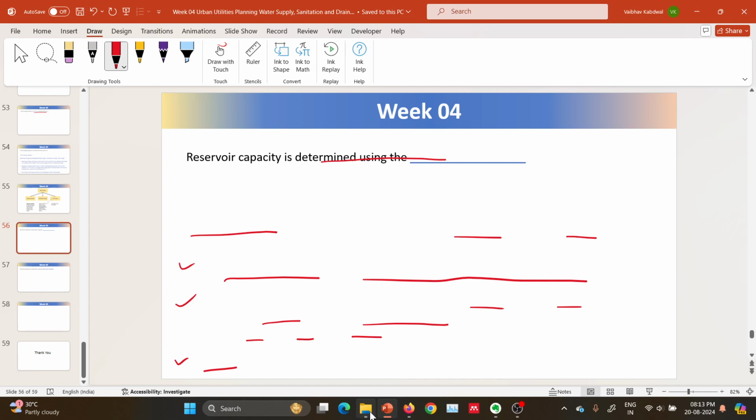Reservoir capacity is determined using the mass curve method. Whatever curve we draw now, that is the mass curve method. It is the mass curve.